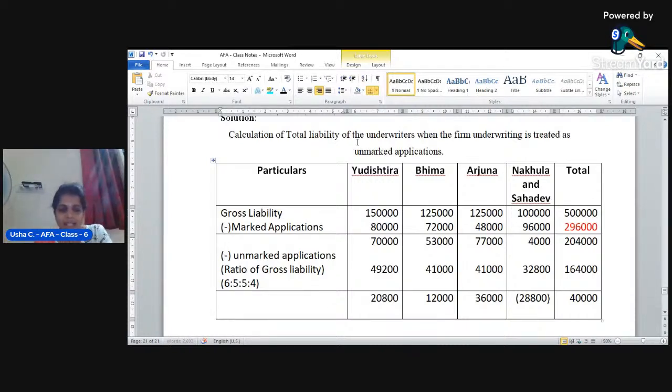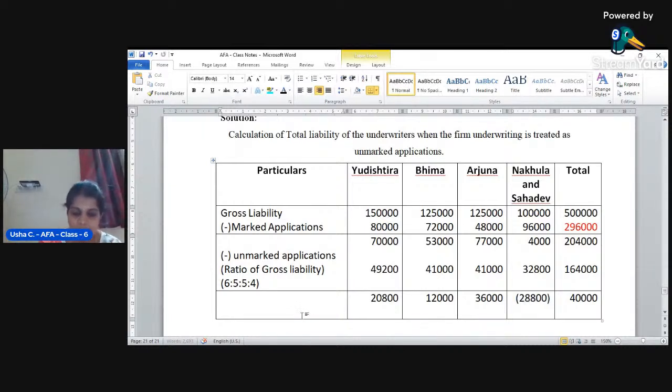The other firm underwriters like Yudhishthira, Bhima and Arjuna have a positive value, whereas Nakula and Sahadev have already finished, means there are marked applications, their name has already been received, and only 4,000 shares are left out, the liability of them. But in the unmarked application, according to the gross liability ratio, it is more compared to that. So what we have to do, this 28,800 must be divided among the other firm underwriters.